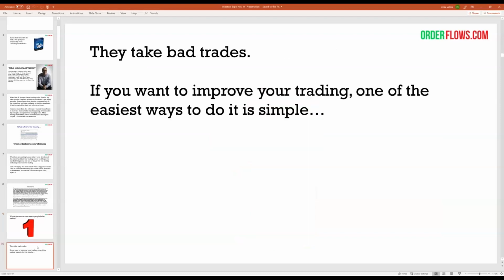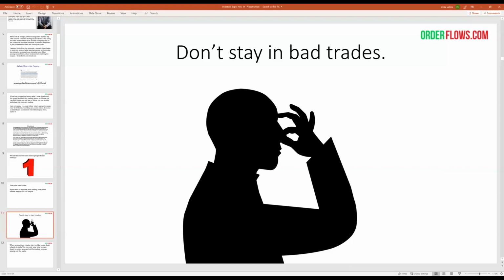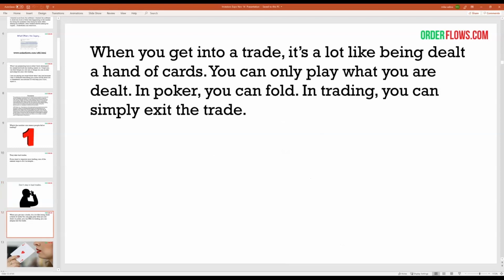It's simple. If you want to improve your trading, the easiest way to do it is don't stay in bad trades. It's just like dating. If you're in a bad relationship with somebody, you cut the relationship. You go on, there's other fish in the sea, there'll be other trades to happen. When you get into a trade, it's like playing cards. You're dealt a hand of cards. You can only play what you're dealt.